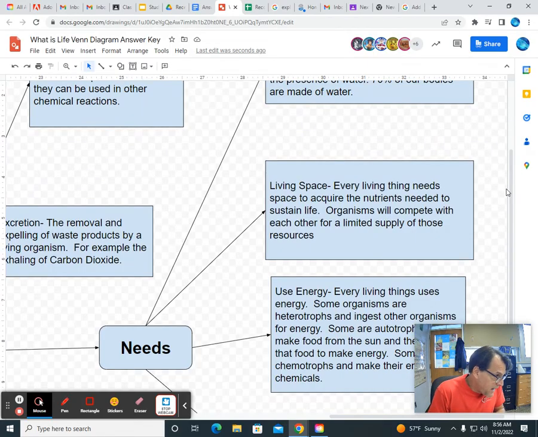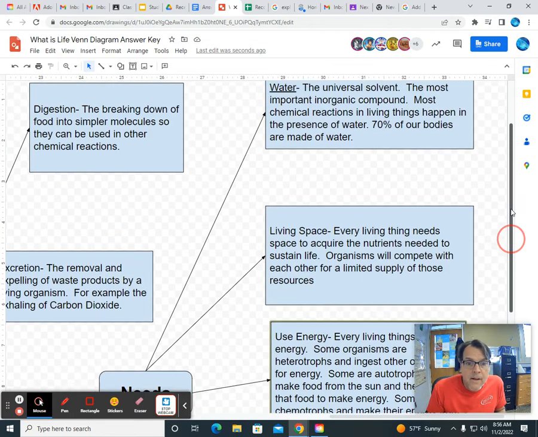Living space. We need living space to eat, find food, water, shelter, and to find a mate. If those things are not in abundant supply for the organisms in the area, organisms will compete for those things.